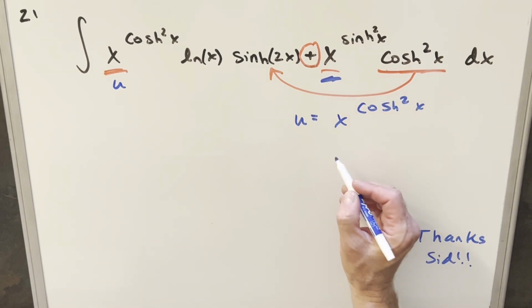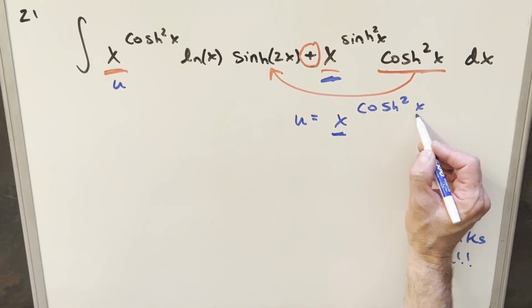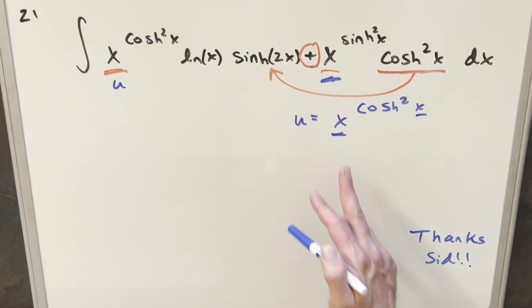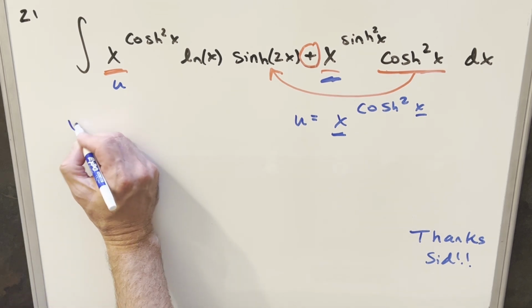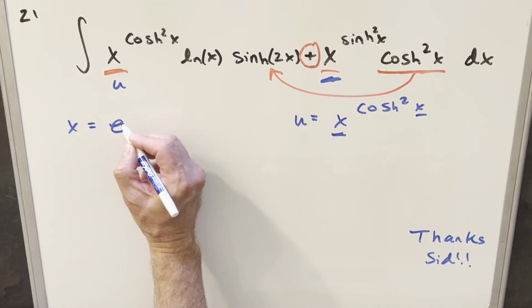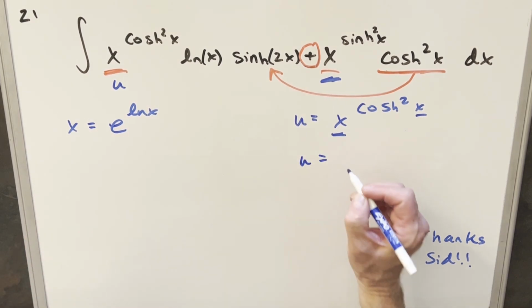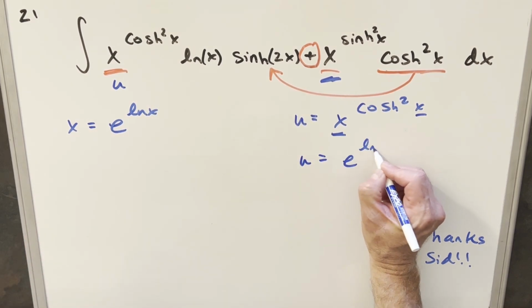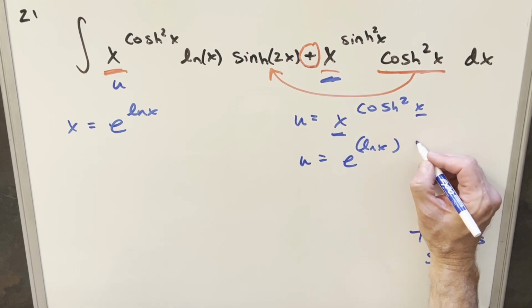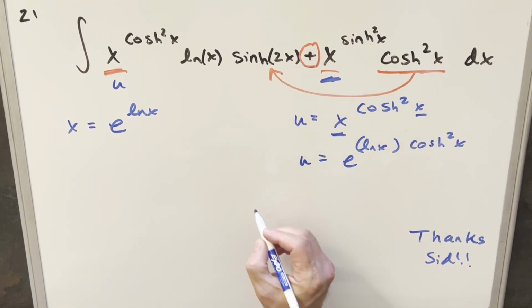And for this here, we don't really want x in the base and in the exponent. So what we can do is actually change the base to e. We can write x as just equal to e to the ln x. So using that to rewrite this u value, I can write this as e to the ln x times cos squared x. And next we'll go ahead and take our derivative.